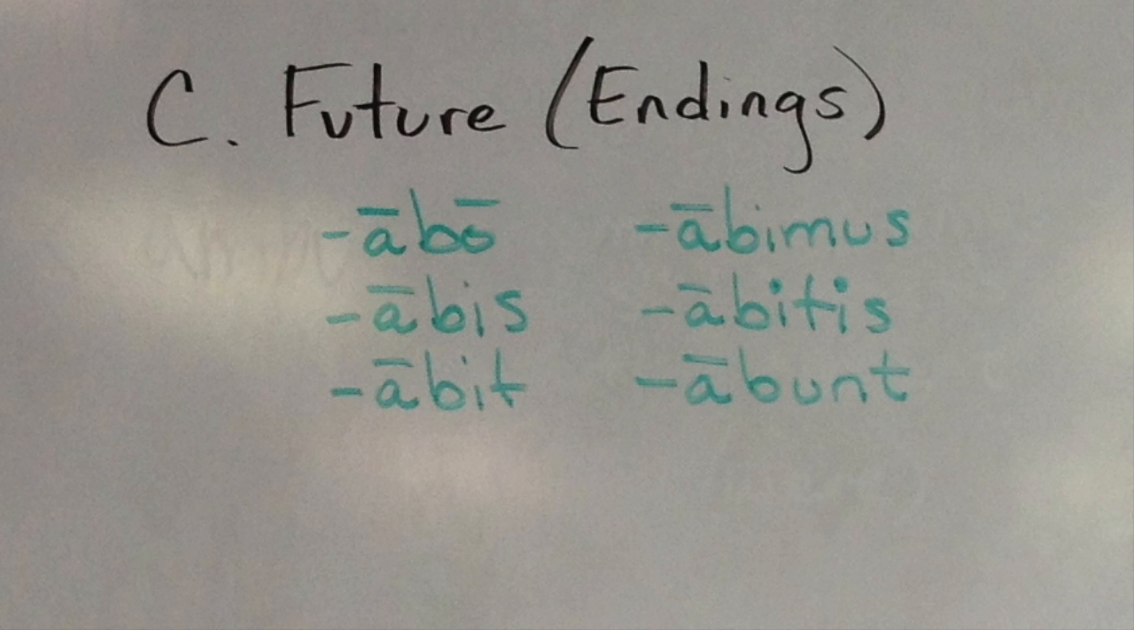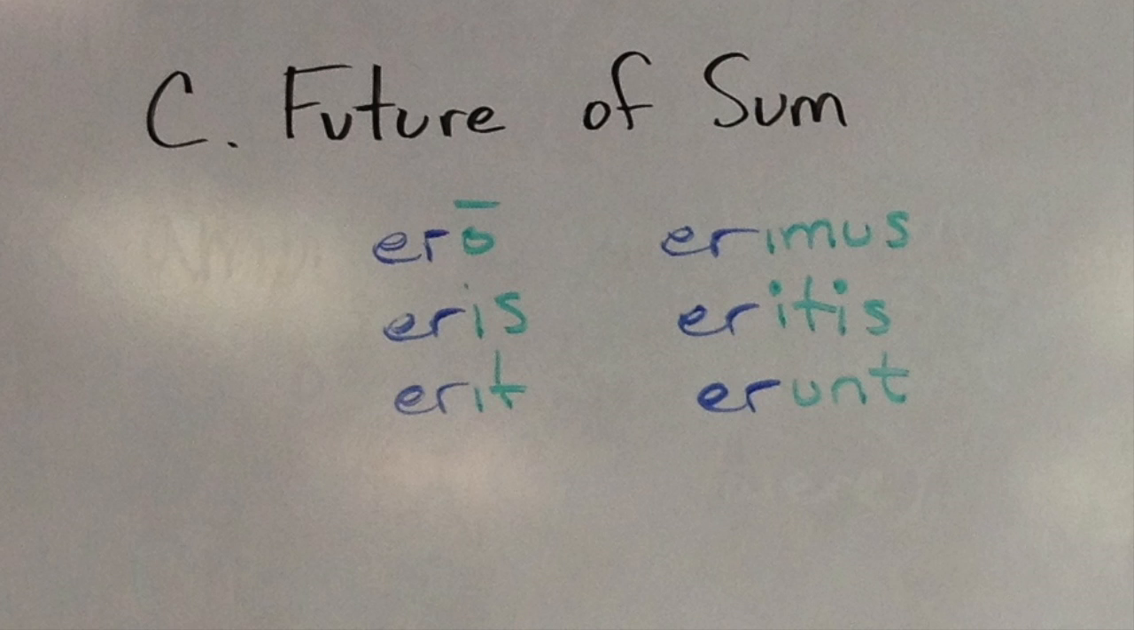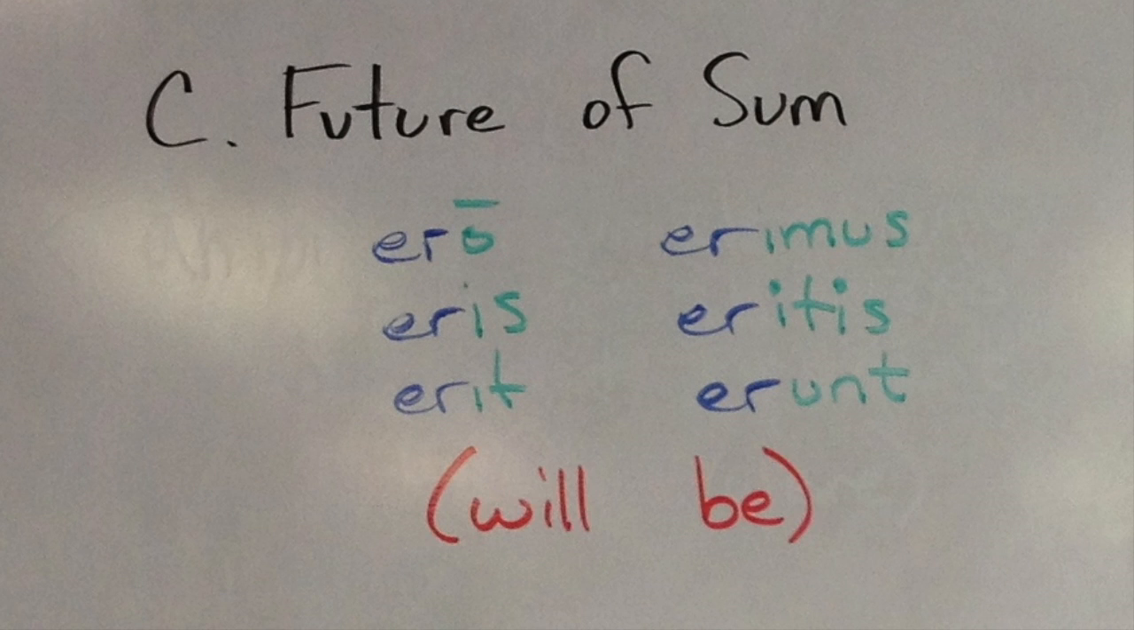The future forms of sum will again be very similar. We'll just drop the ab from the front, and then we'll add er. So it'll be ero, eris, erit, erimus, eritis, erunt. And these all mean will be. So I will be, you will be, he, she, or it will be, etc.